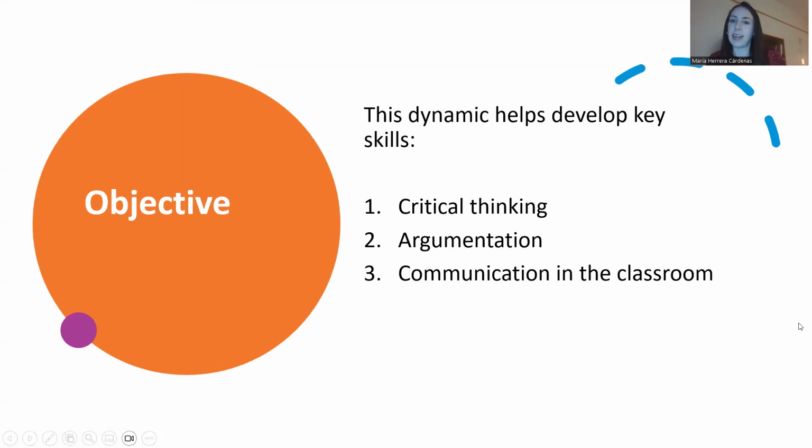First of all, this dynamic, normally when we are thinking about role play, is an activity that is very useful when addressing students who are at an intermediate level, that is B2, aiming to reach a C1 level. And here, this activity helps them develop key skills. In particular, these three are fundamental. Number one would be critical thinking. Number two, argumentation. And number three, communication in the classroom.